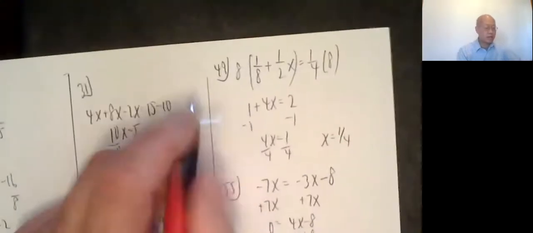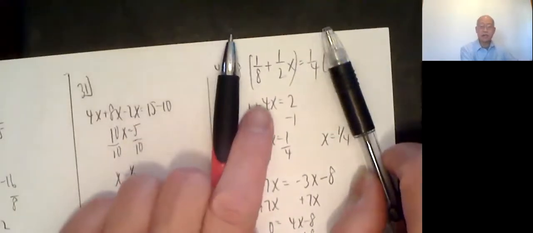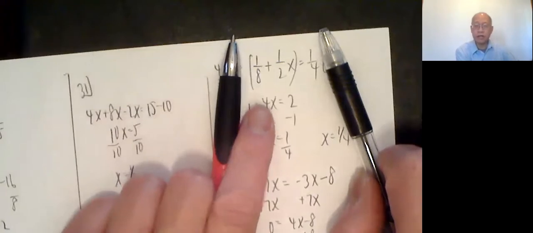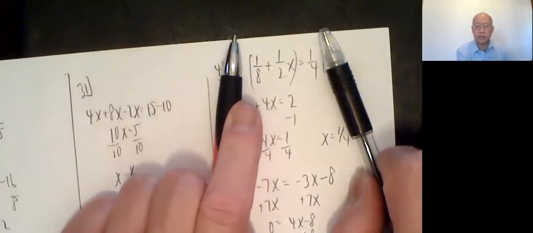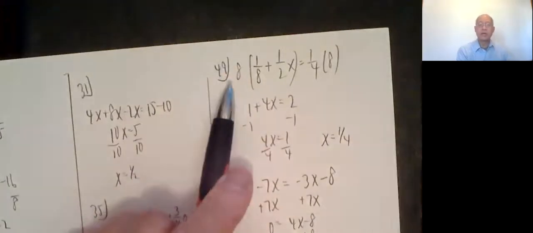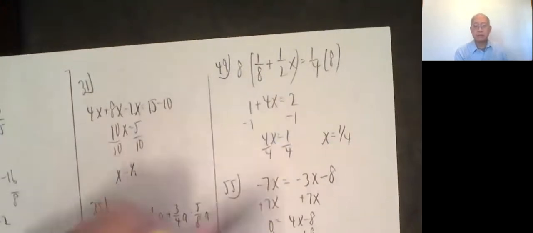Okay, 49. Again, it starts off like this, which I don't like. You probably don't like it either. 1/8 plus half x equals 1/4. I would get rid of those fractions. So multiply both sides by the common denominator of 8, 2, and 4. That would be 8. Makes the problem much, much nicer.